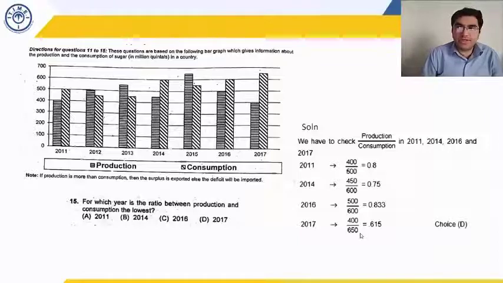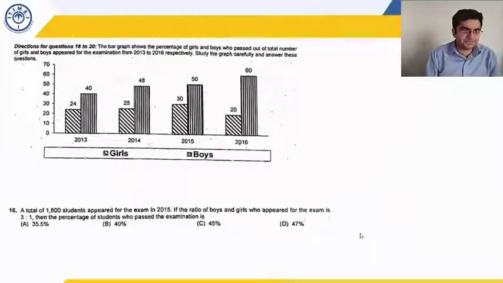Let's move to the next question. Once again, first understand the data and then start solving the question. First, look at the data. What is given to you? You are given a bar graph with the percentage of girls and boys who passed out of the total number of girls and boys that appeared for the exam from 2013 to 2016. Study the graph carefully and answer the questions.